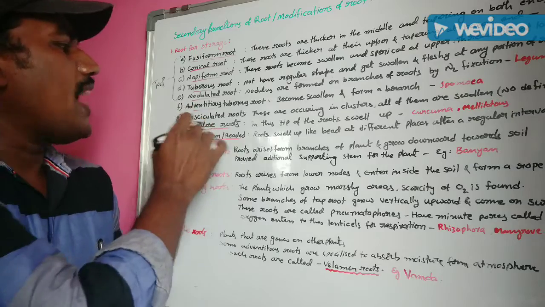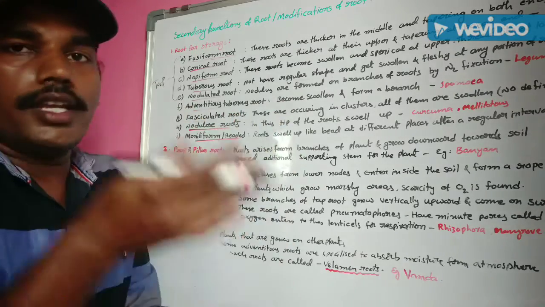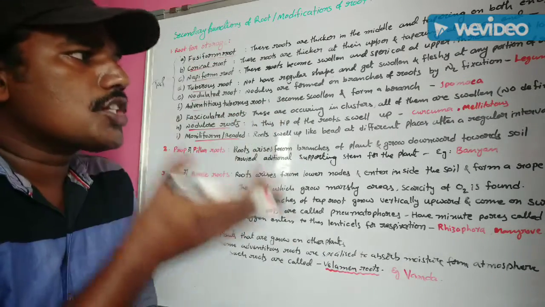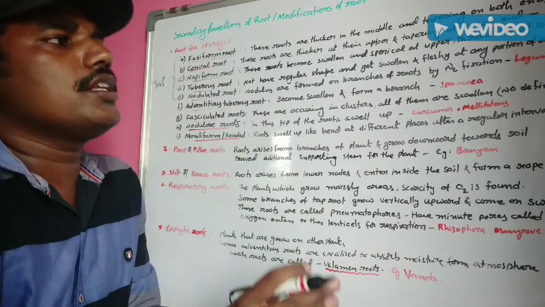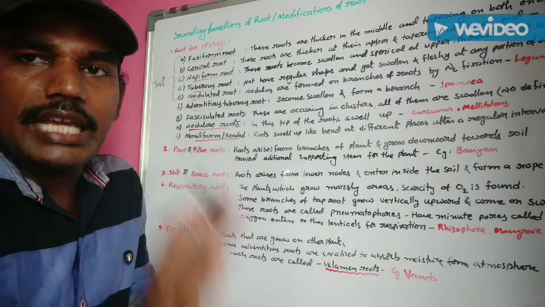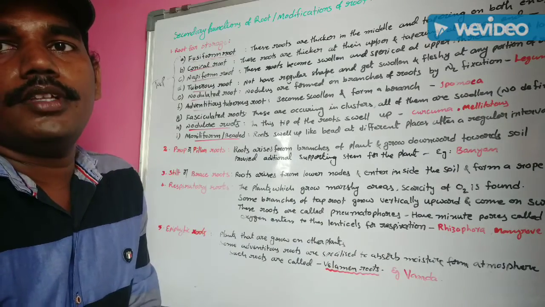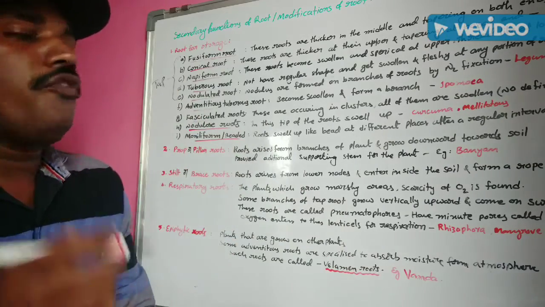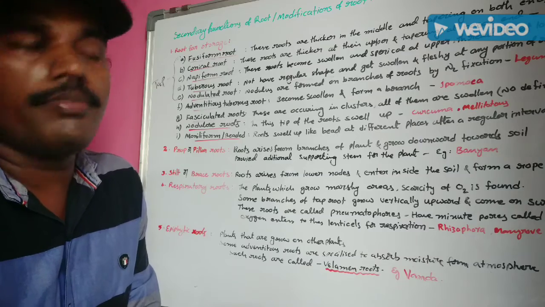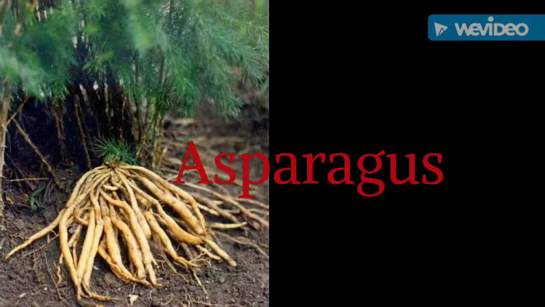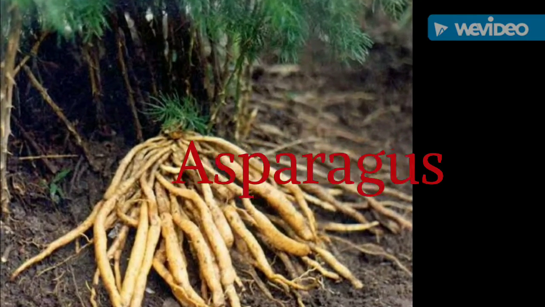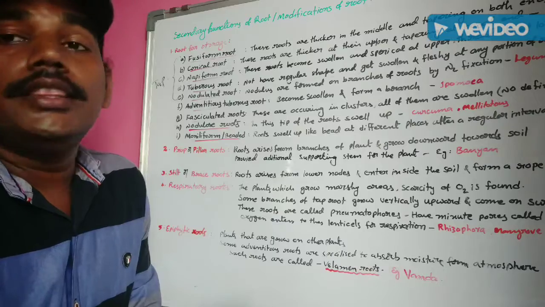So these fasciculated roots occur in a cluster, and in every cluster all the roots are swollen. Because of this, there is no definite shape. This type of root is known as a fasciculated root. The best examples are asparagus and dahlia.